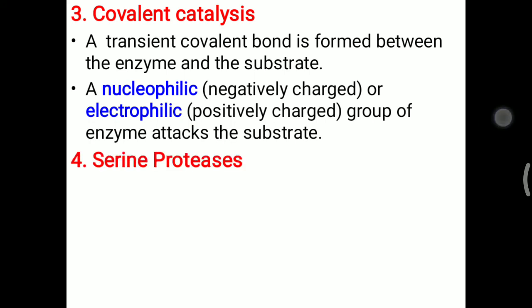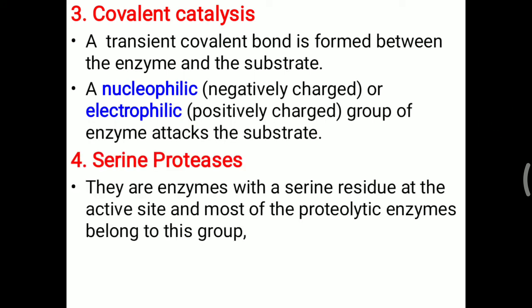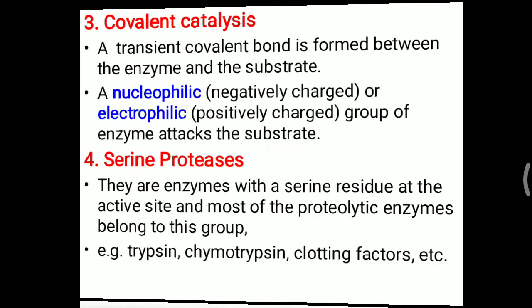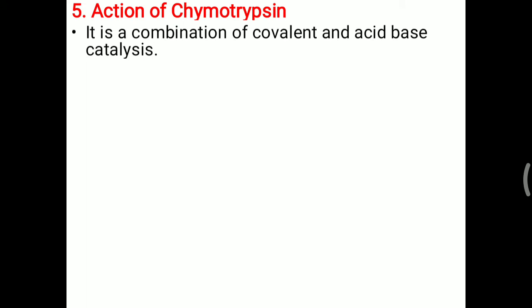In the same way, serine proteases. They are enzymes with a serine residue at the active site, and most of the proteolytic enzymes belong to this group. So trypsin, chymotrypsin, clotting factors are basically serine proteases which contain the serine amino acid at their active site or active center. Another important example is the action of chymotrypsin.